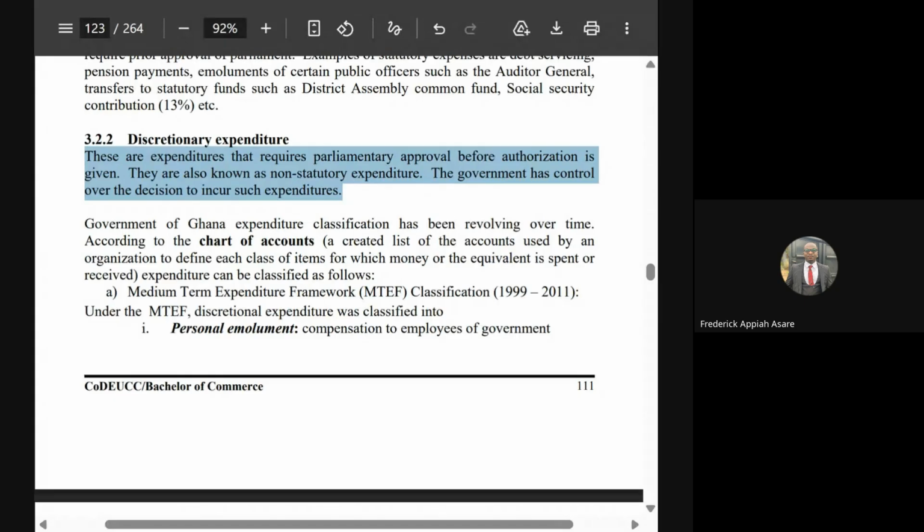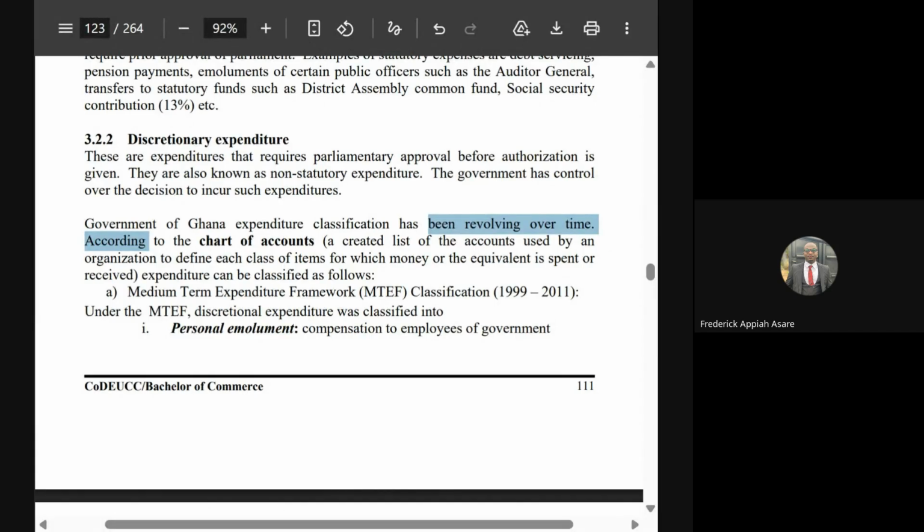Now, the government of Ghana's expenditure classification has been evolving over time. As I was saying about the revenue, you can have tax revenue, and under the tax revenue, you can break it down into direct tax and indirect tax. Then we have non-tax revenue and grants. These are the line items you want to see when it comes to the preparation of the accounts.